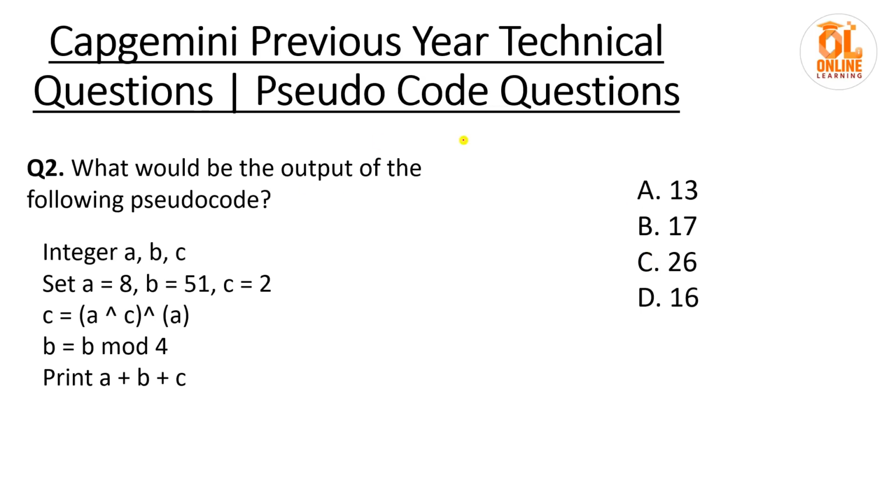What will be the output of the following pseudocode? A, B, C. Okay. A is 8, B is 51, C is 2. Okay, XOR. This symbol stands for XOR. And the basic trick is when both inputs are same, then the result is 0. If both are different, then the result is 1.